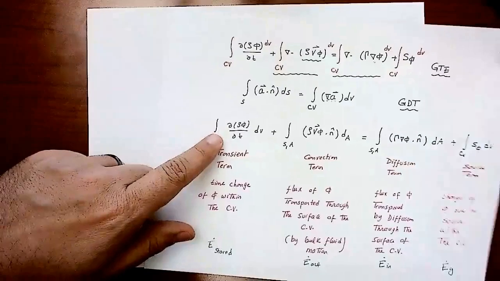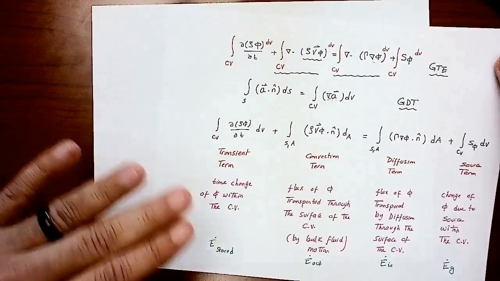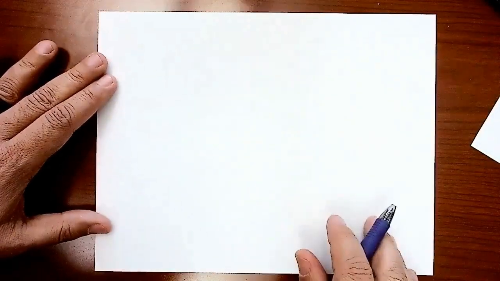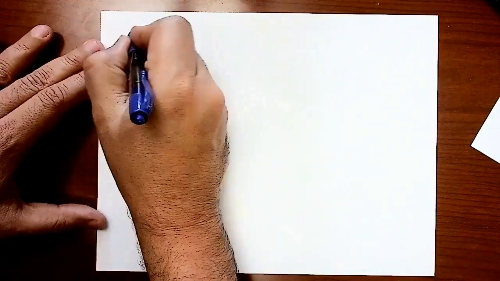If we are solving steady state, the transient term will go away. But if we are solving transient, that will be a different topic to talk about later on. But let's work for the steady state condition for now.